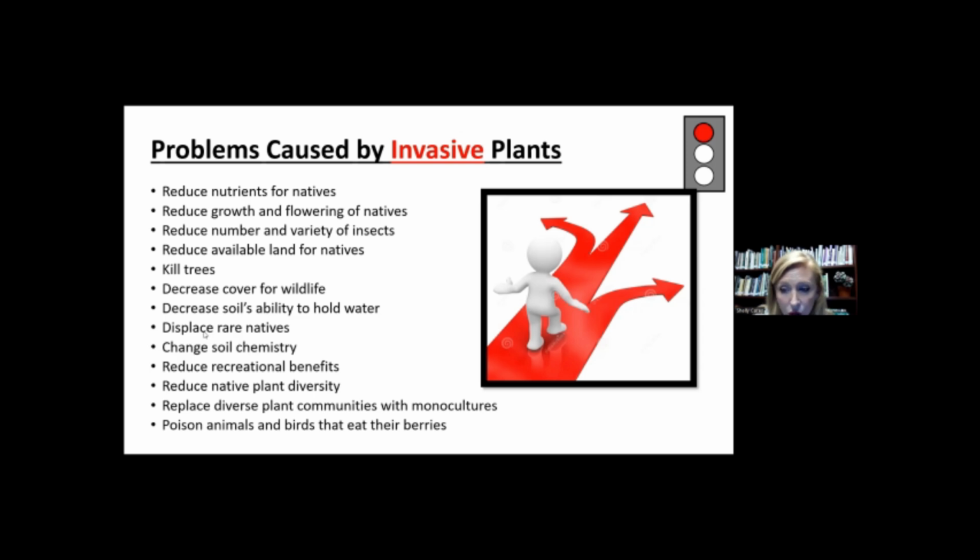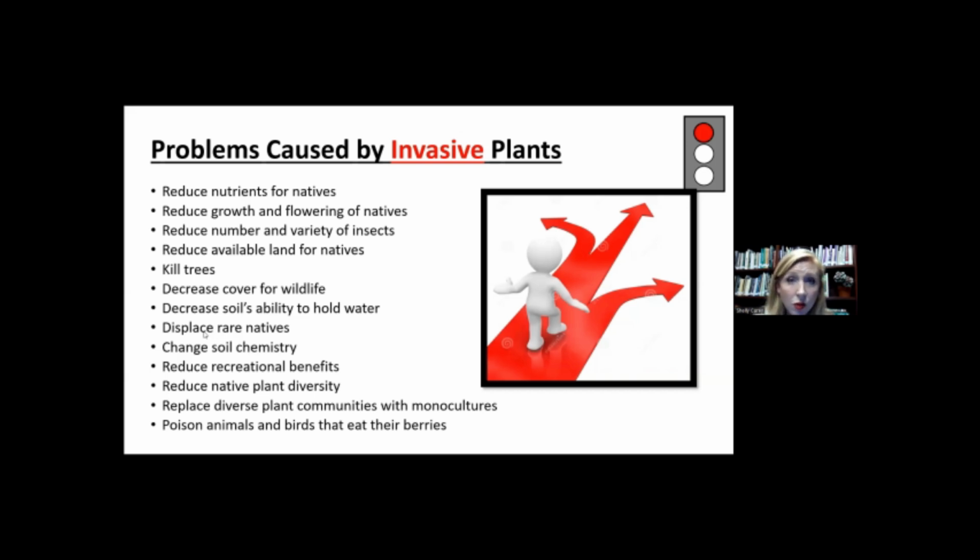They reduce recreational benefits by decreasing accessibility to open spaces. Where kudzu is, you don't have a park where kids can play, right? They reduce native plant diversity. They replace robust, diverse plant communities with monocultures, one huge field of kudzu instead of the numerous variety of plants that could be there in its place. And they poison animals and birds that eat their berries.